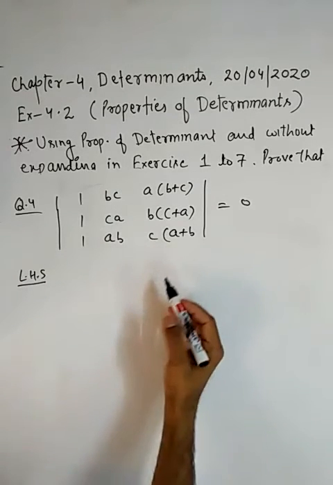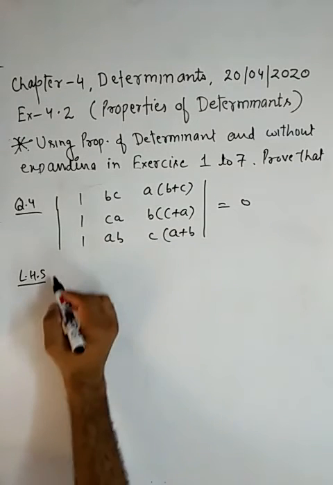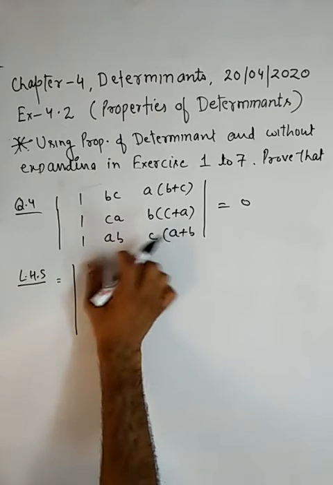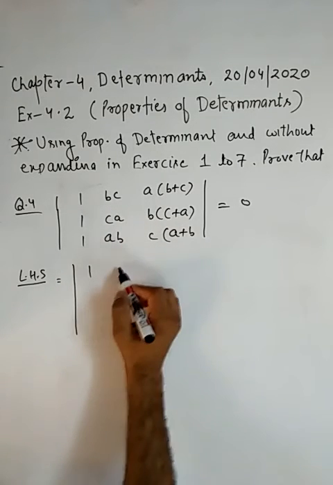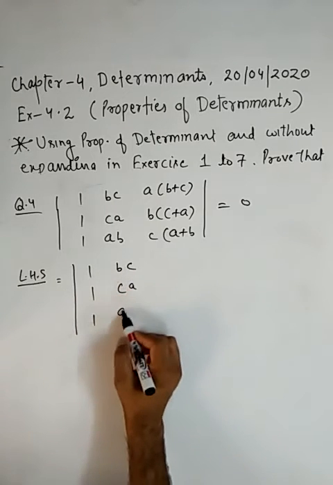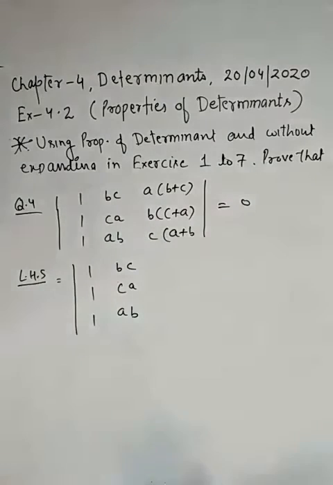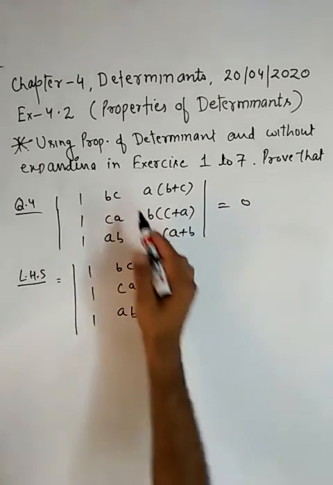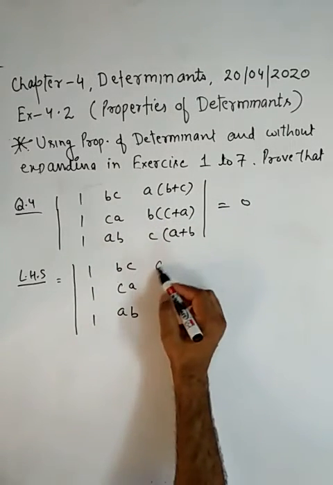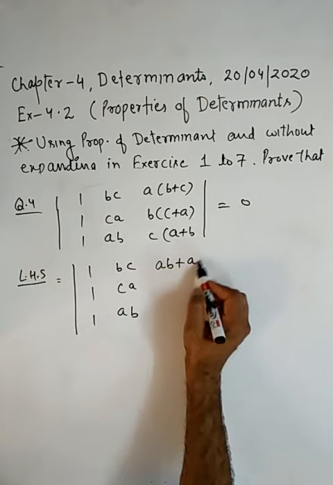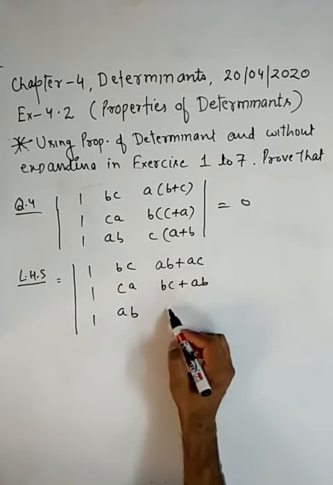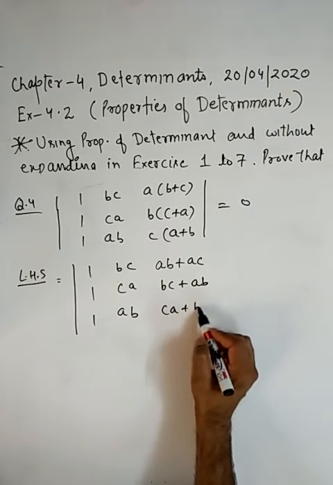Now in question number 4, first step. 1 BC 1 1 CA AB. We kept column 1 column 2 same, and now multiplying A with in bracket, B in bracket and C in bracket. So AB plus AC, BC plus AB, CA plus BC.